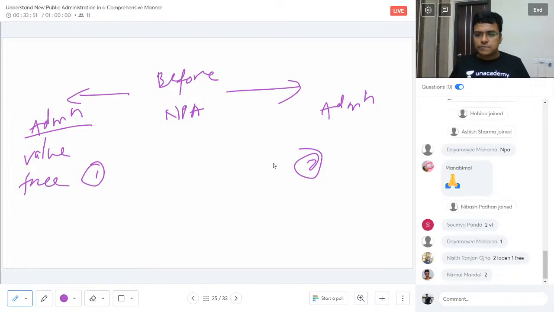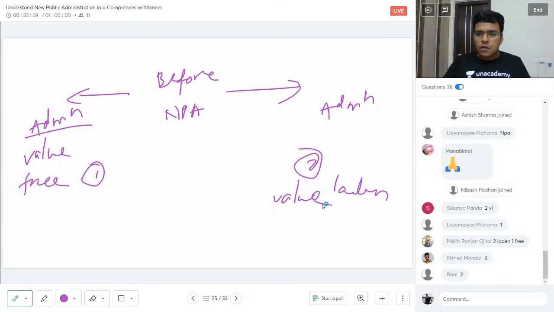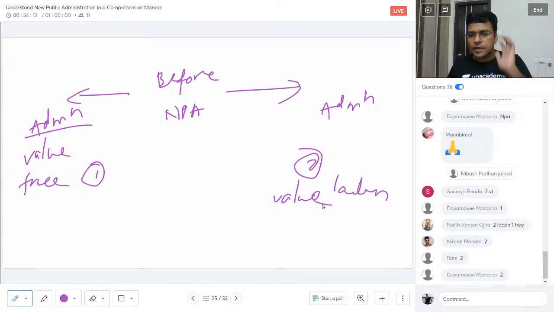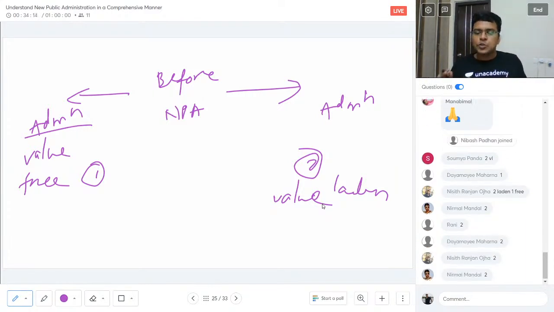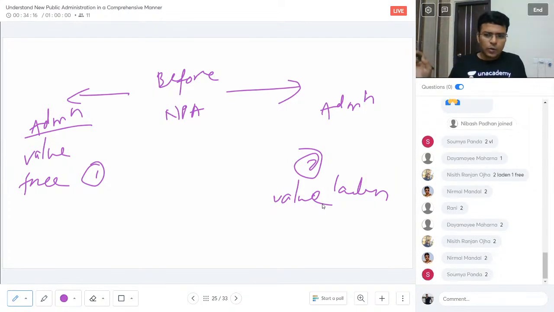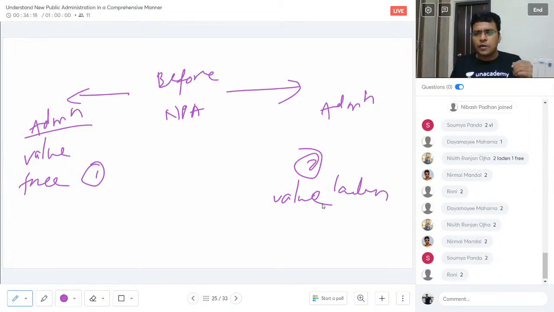Very good. Second is value laden, first is value free. My second question: what do you think? Should administration be value free or value laden? Public administration should be value free or value laden? Yes, very good. Administration should be value laden. I think the concept is clear.